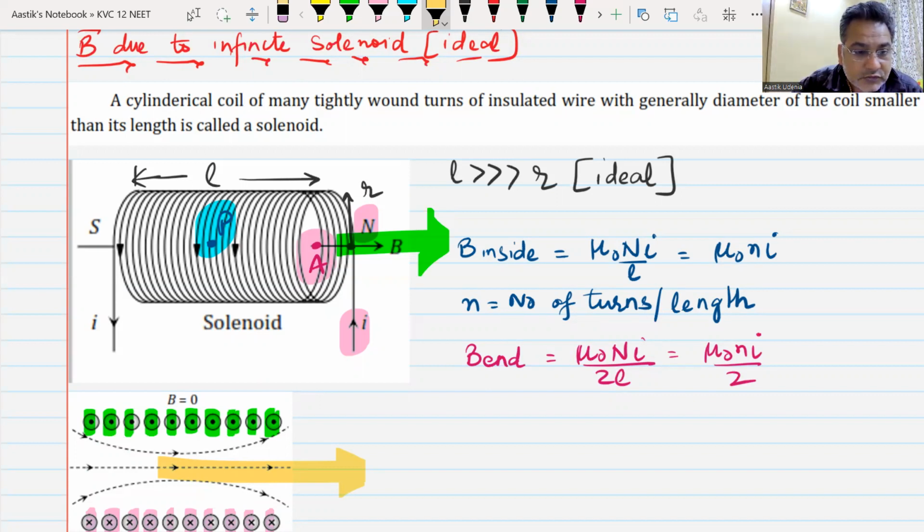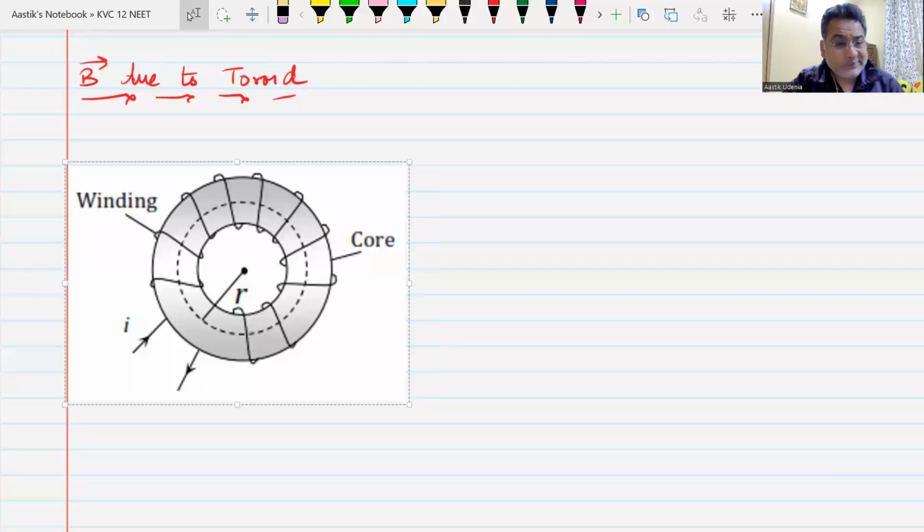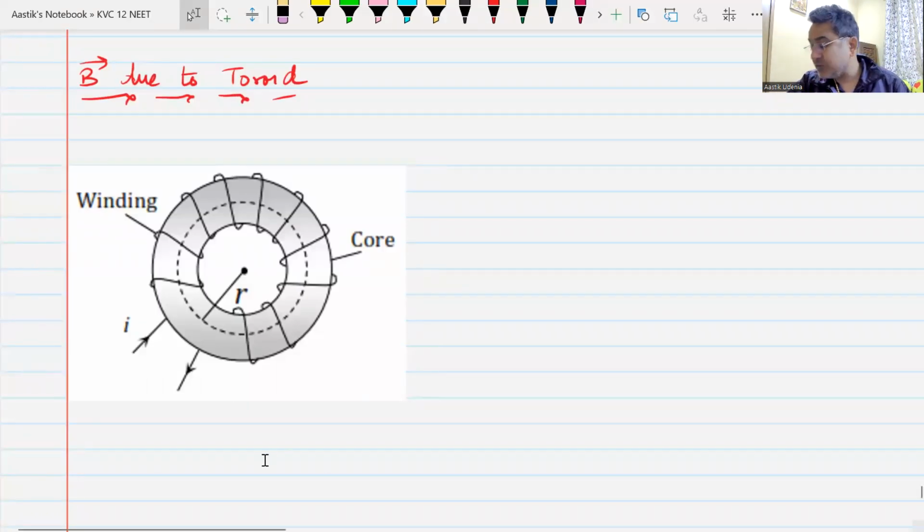And I shall show you the picture of the toroid. Now, once upon a time, there used to be bike and car tires, and those tires used to have tubes made up of rubber. Nowadays, they are all tubeless. This is the tube of a tire. So it's a ring-shaped solenoid.